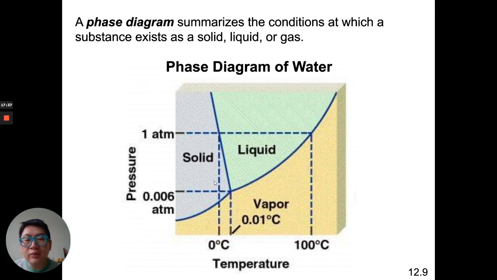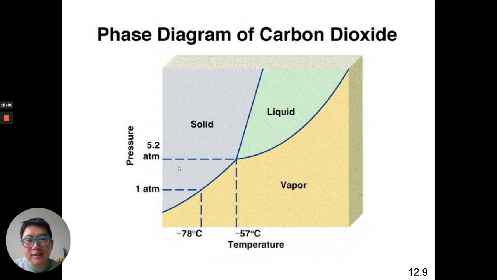Notice there is a point at which solid, liquid, and gas all meet. It's also known as the triple point. Notice there's also the dividing line between solid and liquid. That is the freezing or melting point. And the dividing line between liquid and gas is the boiling point. And the boiling point will change as the temperature changes.